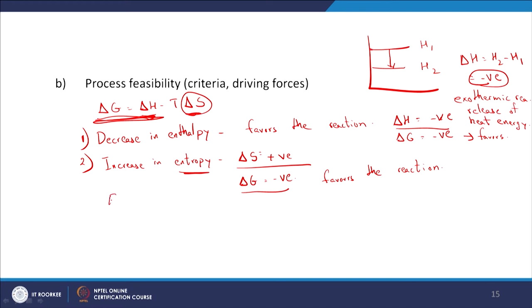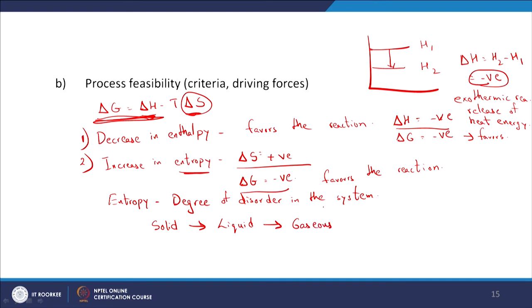In general, entropy gives you an idea about the degree of disorder in the system. Again, I'm using a lot of layman's terms here so that it's easier for the students or the audience to understand what I'm talking about. So for example, if a solid transforms to a liquid phase, the degree of disorder, or the entropy, will increase. And if a liquid further transforms into a gas, it's again going to increase the degree of disorder in your system. Or if there is an increase in the number of moles of this system.